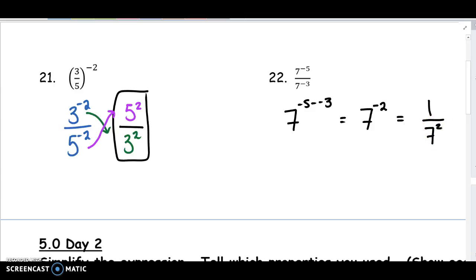There is another way you could do this problem. You could say, hey, 7 to the negative 5th, that becomes 7 to the 5th on the bottom, and that becomes 7 to the 3rd on the top. So these 3 on the top are going to cancel out 3 of the 5 on the bottom, and we're going to be left with 2 factors of 7 on the bottom, and no factors of 7, or the identity 1, on the top.